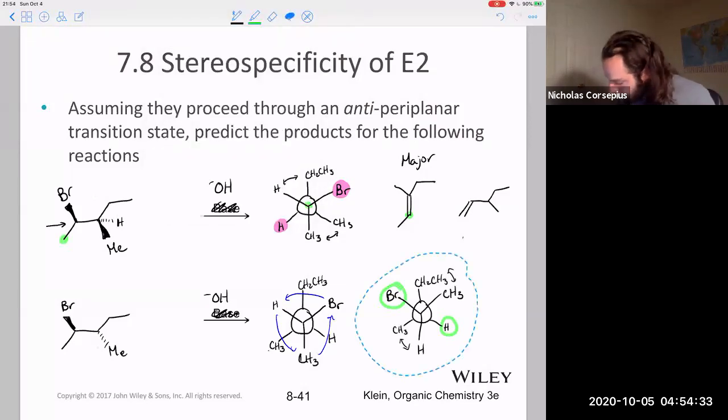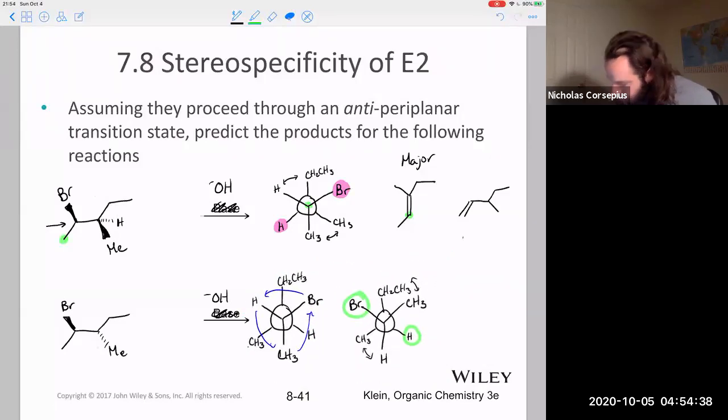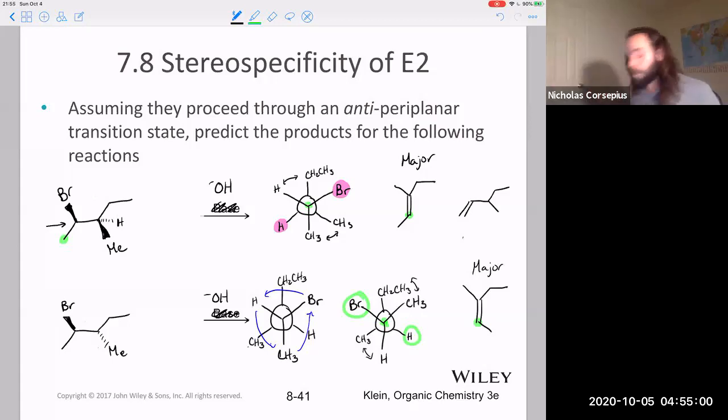So the products here, sort of not leaving myself a ton of room, would be a double bond with your methyl group on the same side as your ethyl group, if this is my front carbon. Okay, and again, you would have the other minor product as well, but this is the more highly substituted and thus the major product.